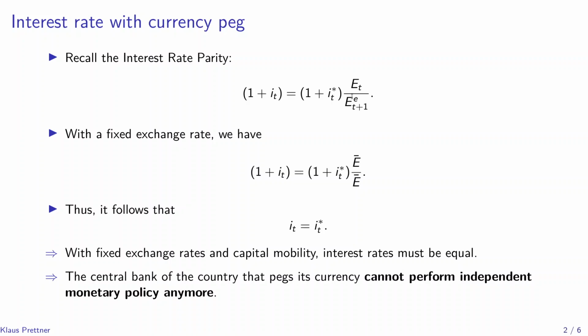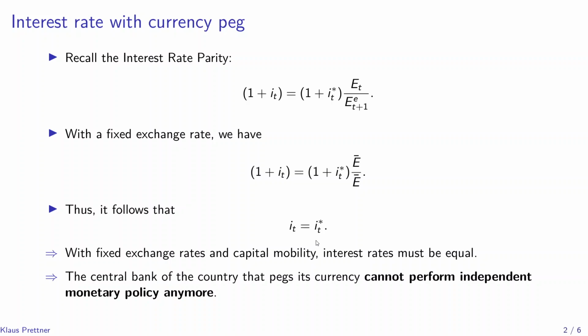So we have here the expected appreciation or depreciation of the currency. Now, if we have a fixed exchange rate, of course, then there is no expected appreciation or depreciation. This term here is just equal to 1, and from this it follows that the interest rate at home has to be equal to the interest rate abroad.